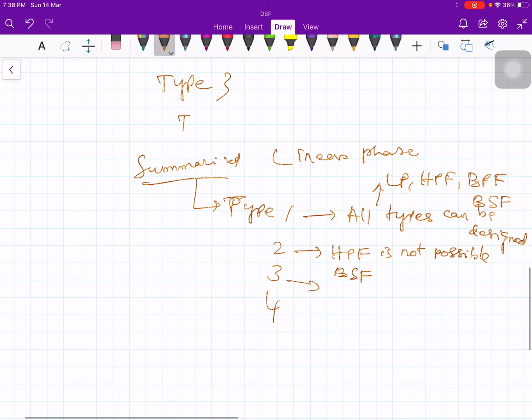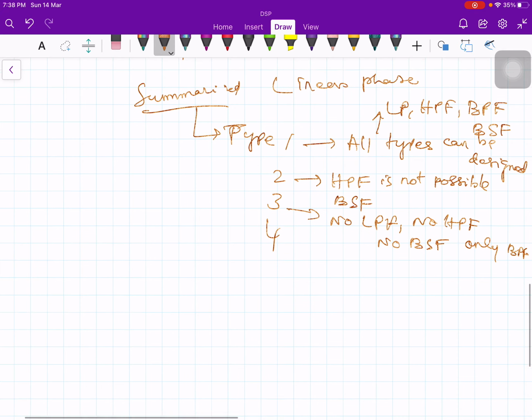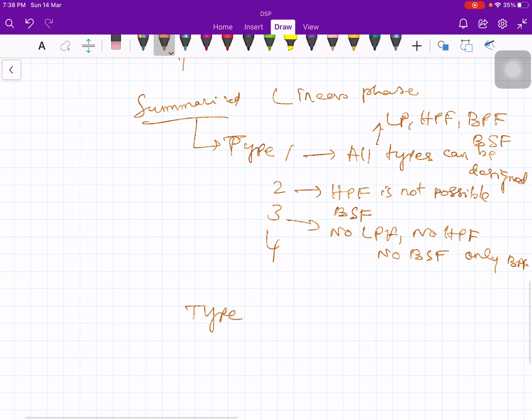And type 3 is severely restricted. No low pass filter, no high pass filter, which implies no band stop. Only band pass filter is possible. Type 3 is suitable only for band pass filter. And type 4, no low pass and no band stop filter.